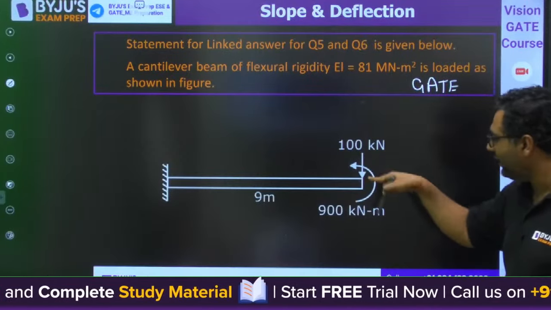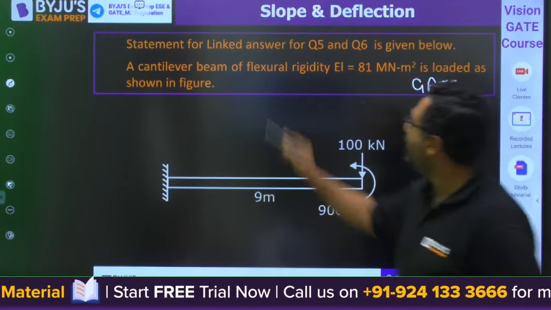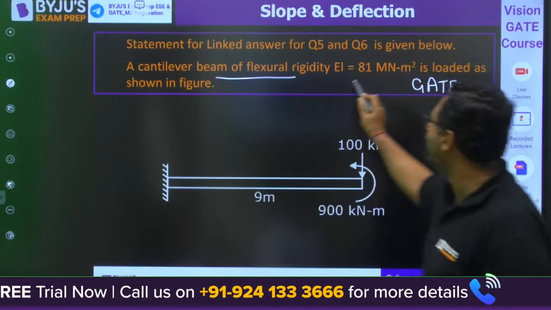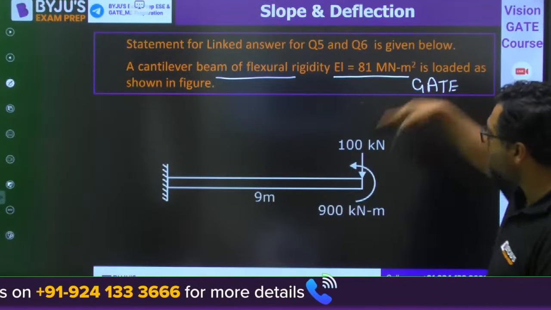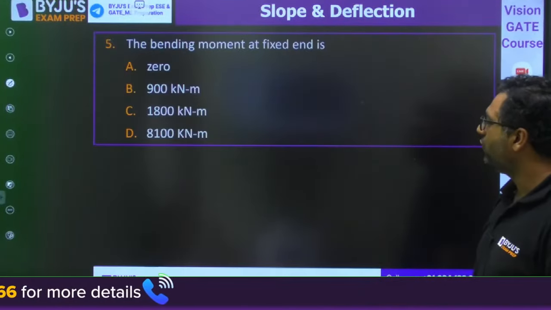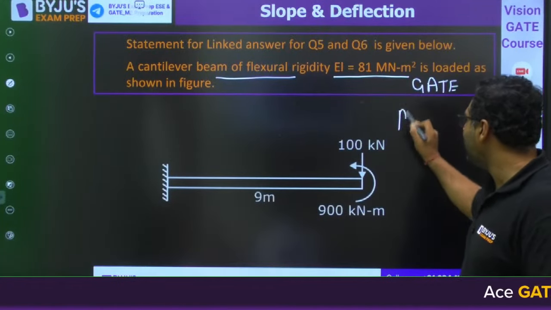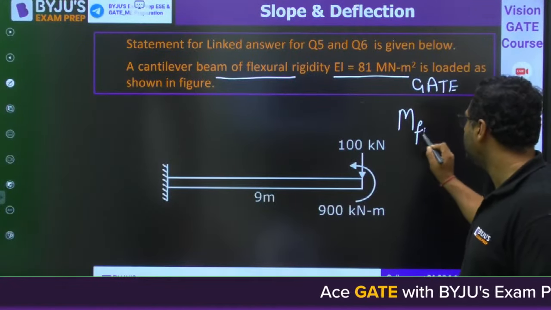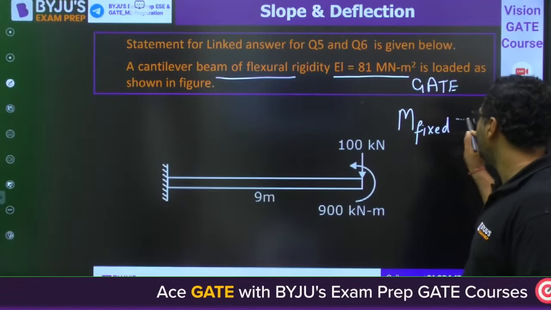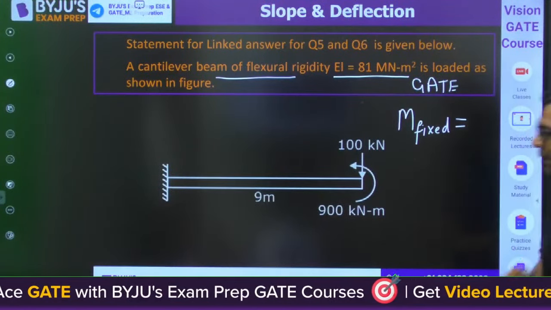We have a moment here, force here. Statement: a cantilever beam of flexural rigidity EI is loaded as shown in the figure. First question is asking for the bending moment at the fixed end. Find out the bending moment at fixed end. First question is very easy.